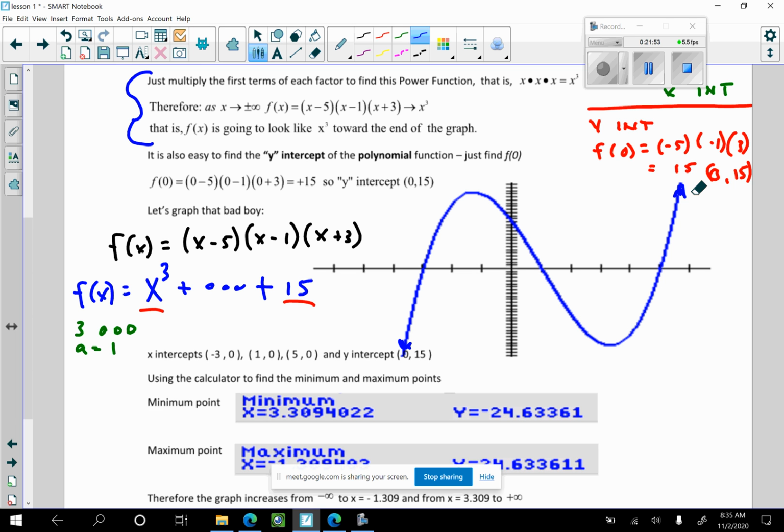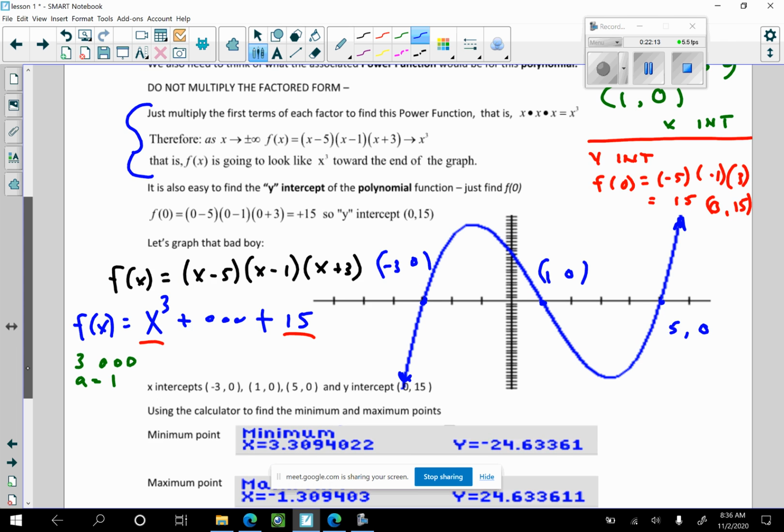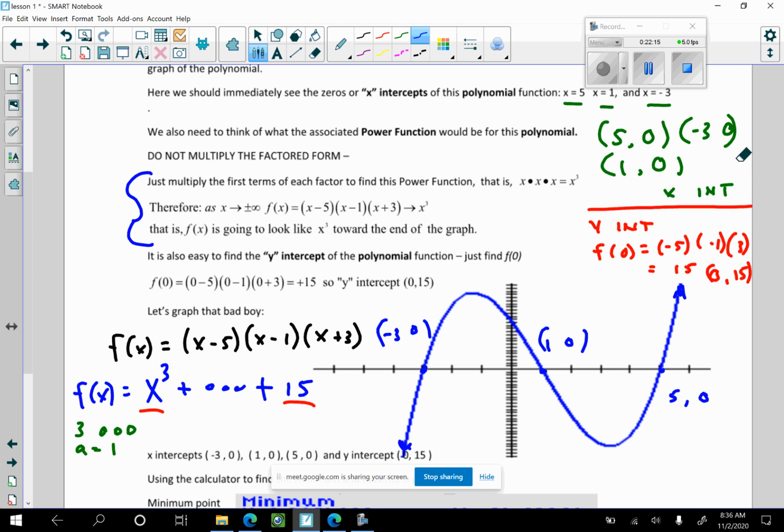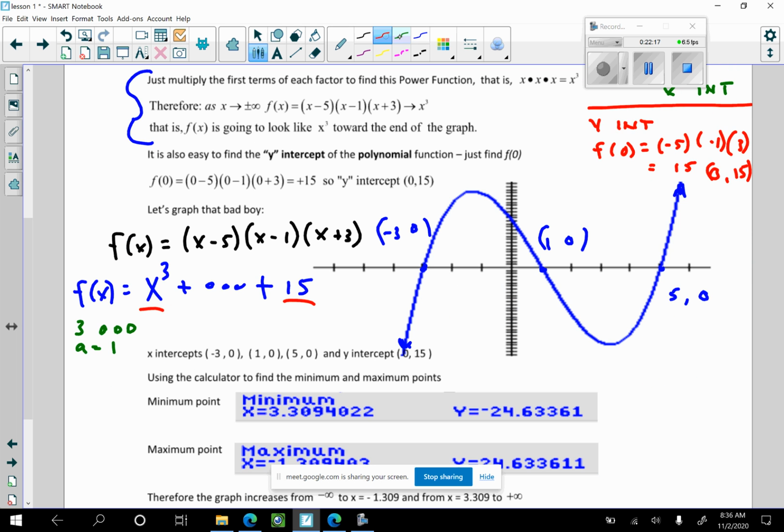The other thing I know about this factored form, I know what the x-intercepts are. There's your negative 3, 0. There's your 1, 0. And there's your 5, 0. So I have 5, 0, I have 1, 0, and I have negative 3, 0. And I found those up here. Bam. What other point did I find? I found this point right here. What point is this? 0, 15.